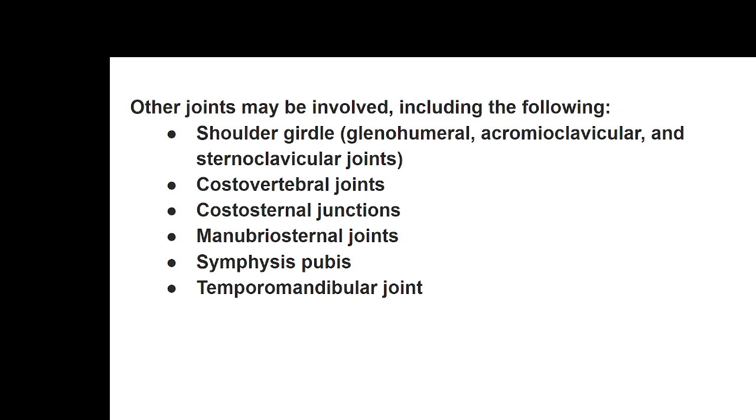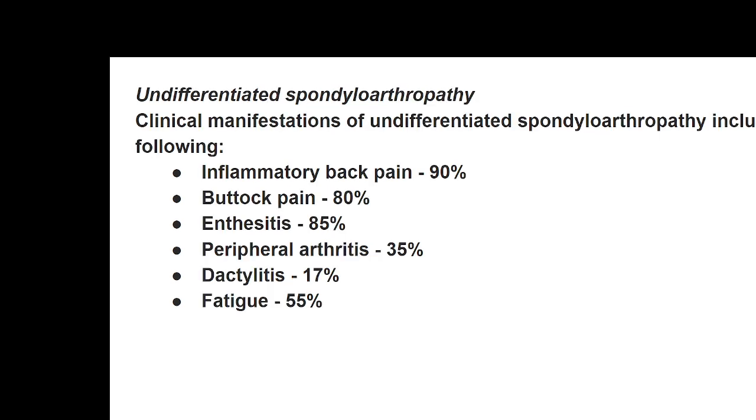Other joints which could be involved, again, could be the shoulder girdle, particularly glenohumeral and acromioclavicular joints. Those patients who present with shoulder pain very often may have the ankylosing pathology. Costovertebral joints, costosternal joints, manubriosternal joints, symphysis pubis, temporomandibular joints also could be involved, where the patient may have pain in any of these joints, and often they mimic the conditions of arthritis.